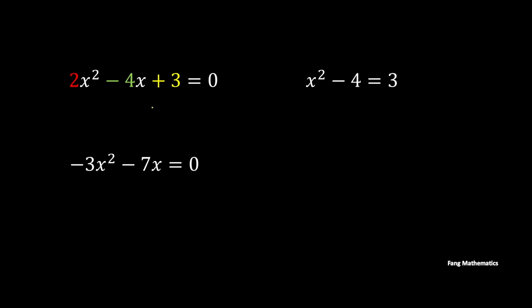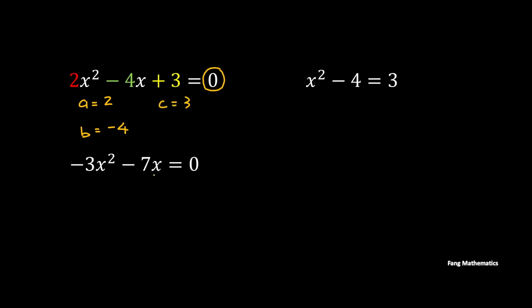Let's look at the first example. I have labeled A, B, and C for you. And you know that you have 0 on the right-hand side of the equation. That is great. So we label A as 2 and B as -4, while C, the constant, is 3.